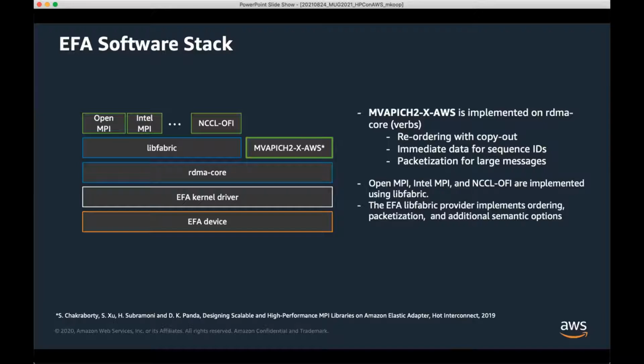For support for other libraries such as OpenMPI and Intel MPI, as well as NCCL, we support those through the libfabric interface. So libfabric is really providing that ordering level segmentation and other features that SRD doesn't provide itself natively. And then that layer is generally how we support other types of applications for end customers. But you can certainly write directly to the RDMA core layer as MVAPICH does here.